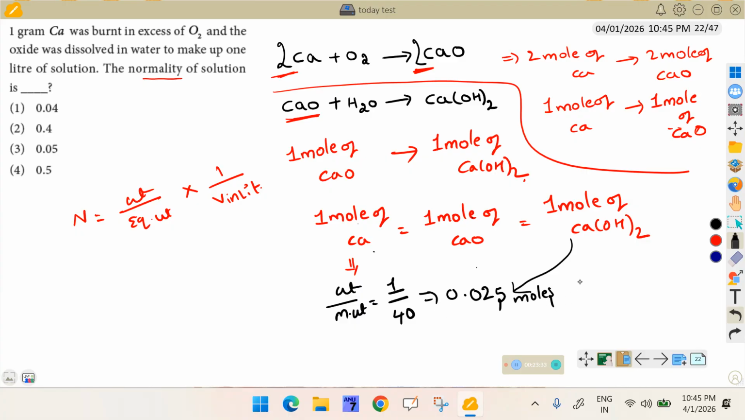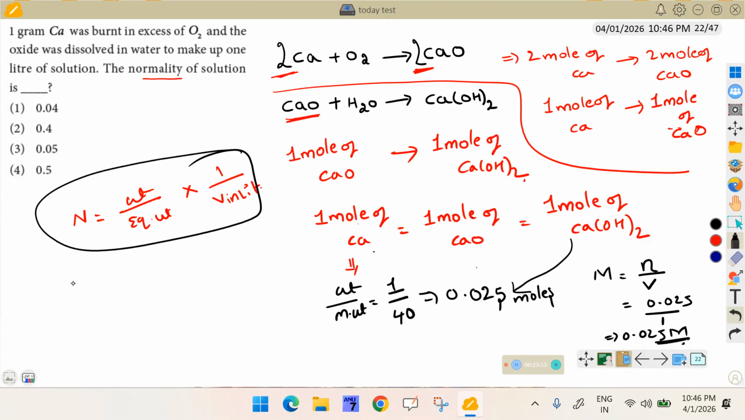So molarity is equal to number of moles by volume in terms of liters. That is equal to 0.025 by 1. You will get 0.025 molar. But here the question is normality. So already you know the molarity. The relation between normality and molarity is normality is equal to molarity into n. 0.025 into how many replaceable OH atoms? In Ca(OH)2, 2 OH atoms are replaceable. Simplify. Then you will get 0.05.